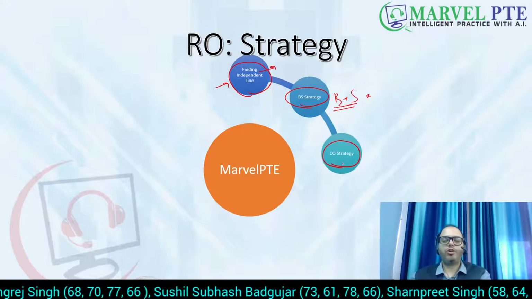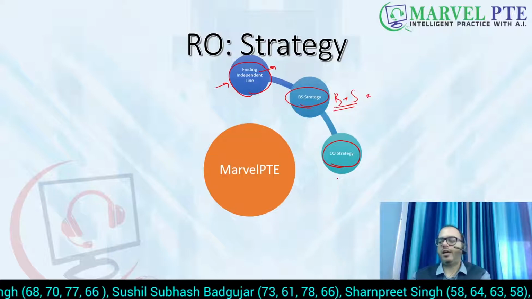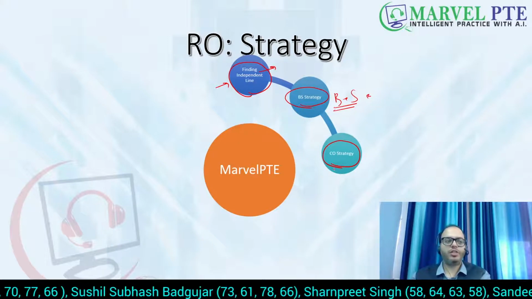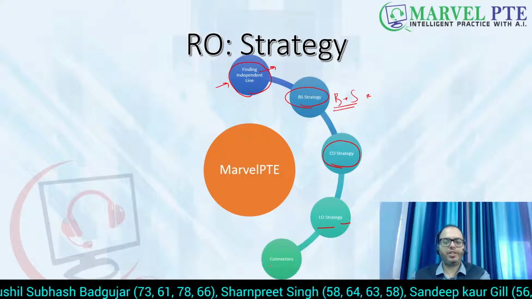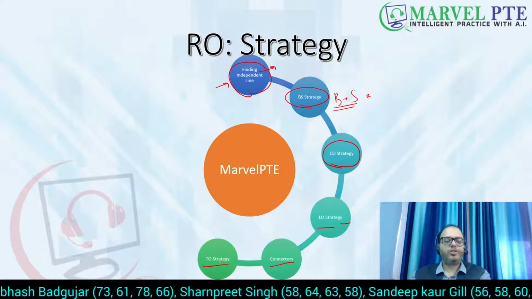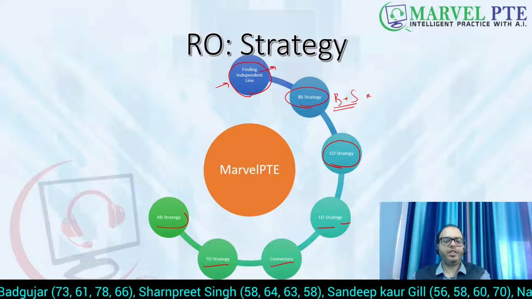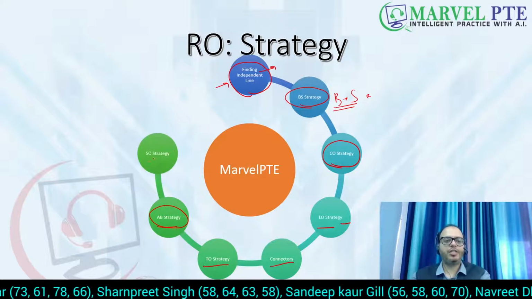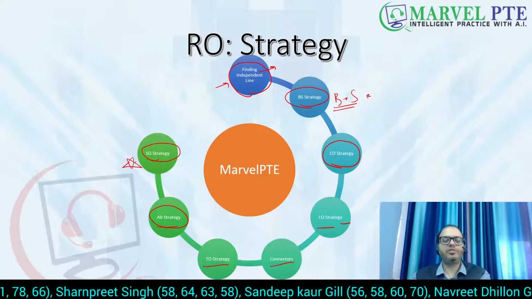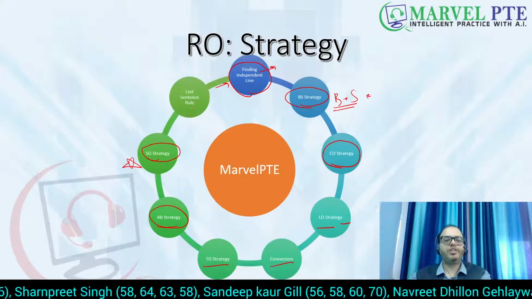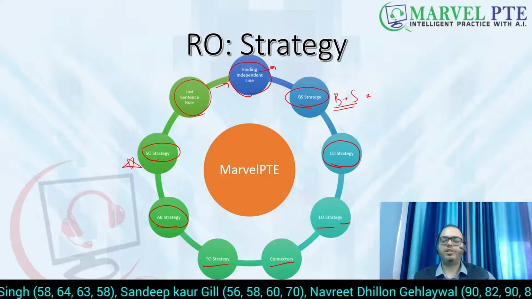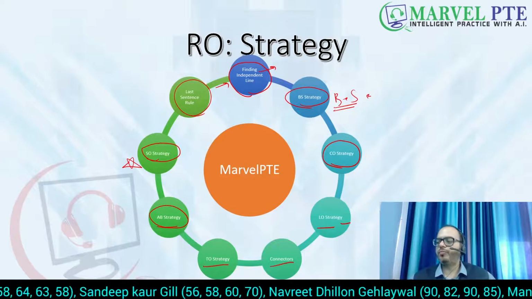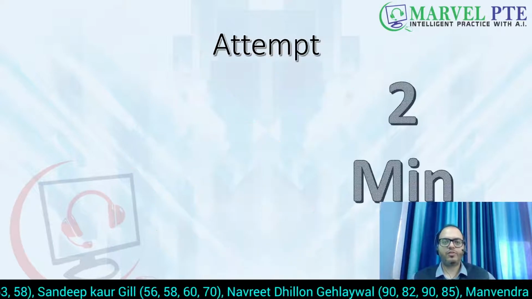CO strategy, chronological order strategy. When there are years associated, time associated, we use this strategy. LO strategy, logical order strategy. Then connectors, TO strategy, topic order strategy, AB strategy, abbreviation strategy, SO strategy. We have seen its usage, subject object strategy, and last sentence rules. Okay, so there are certain rules which we can use to find last sentences also.